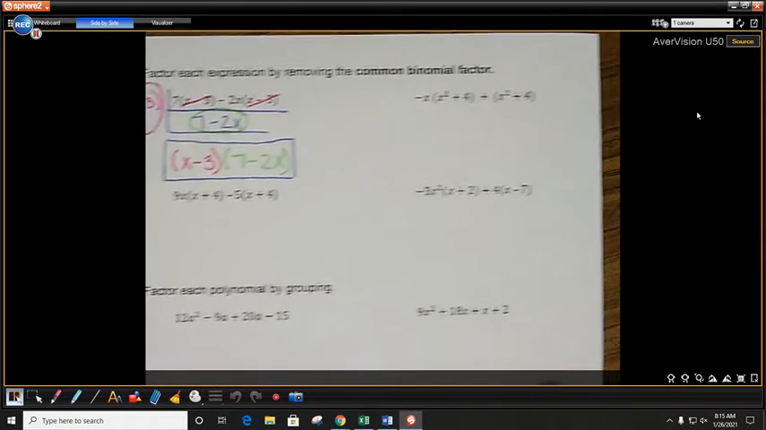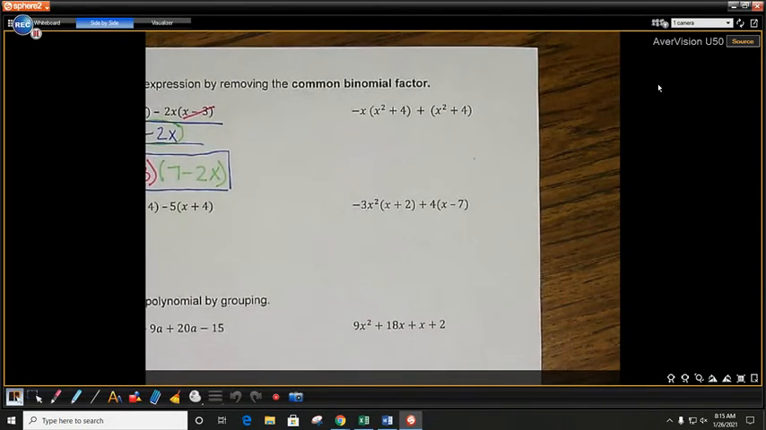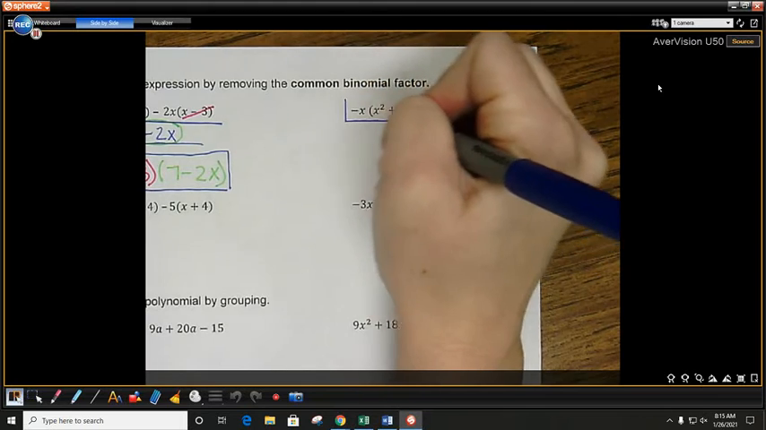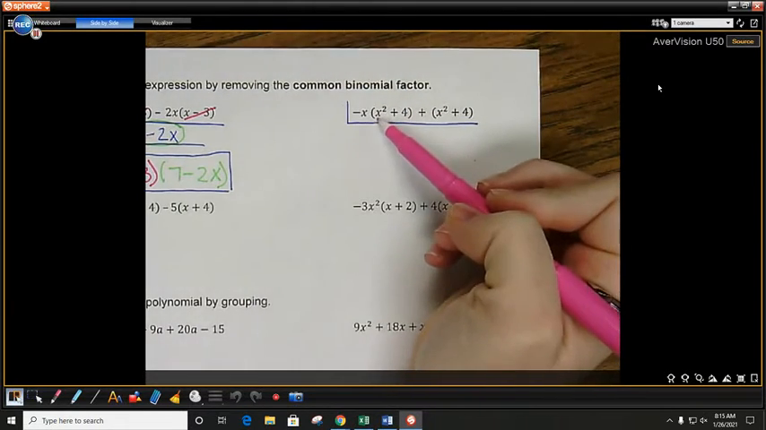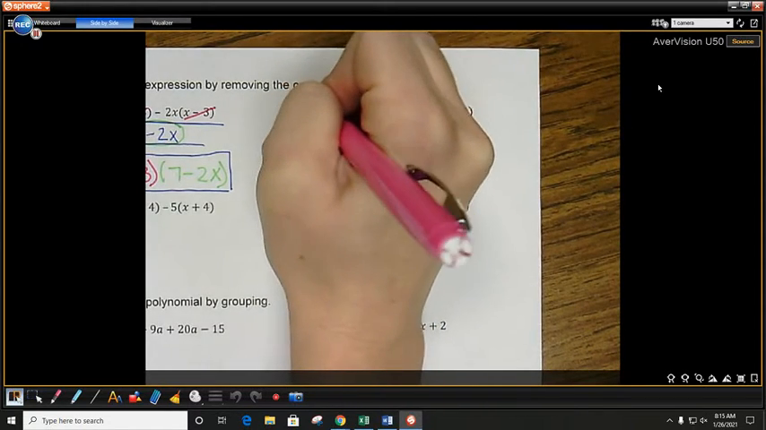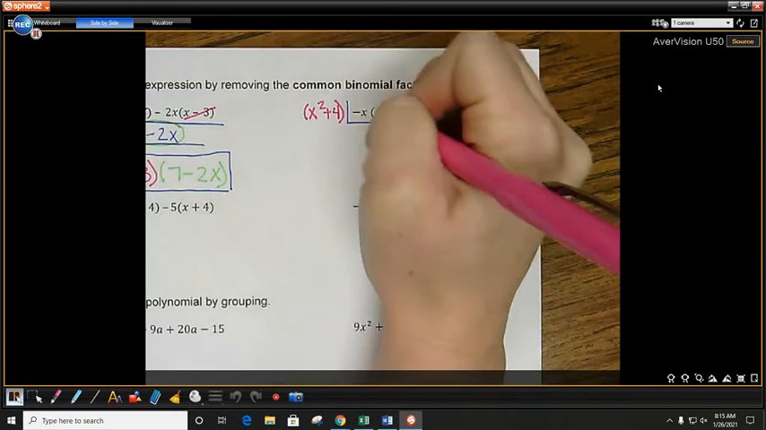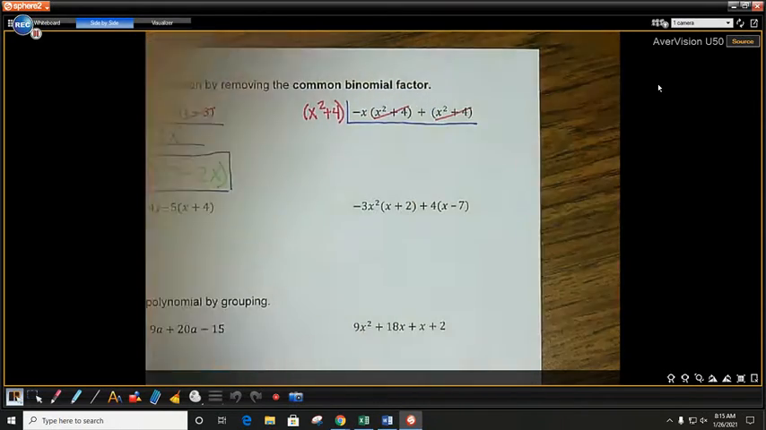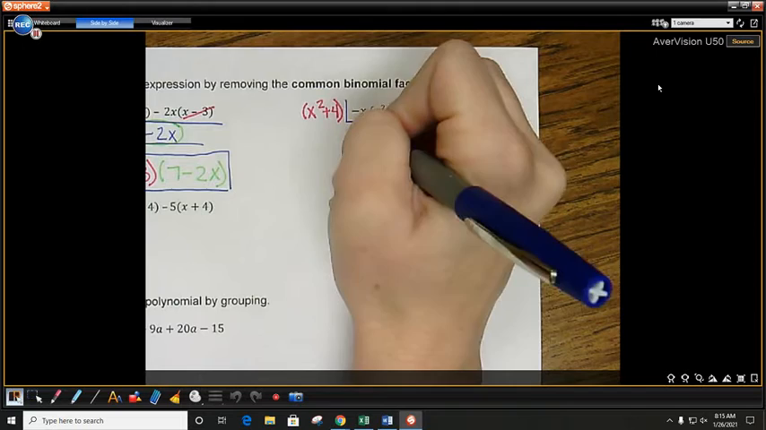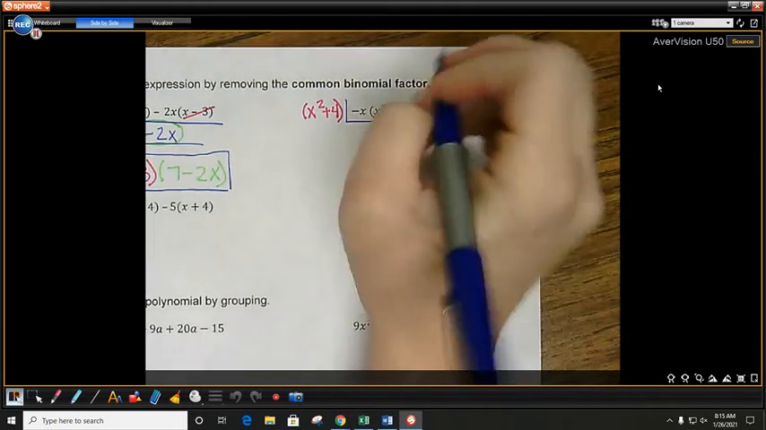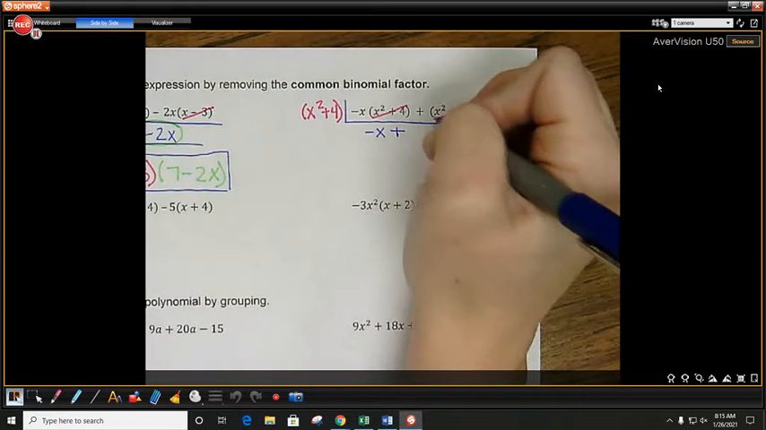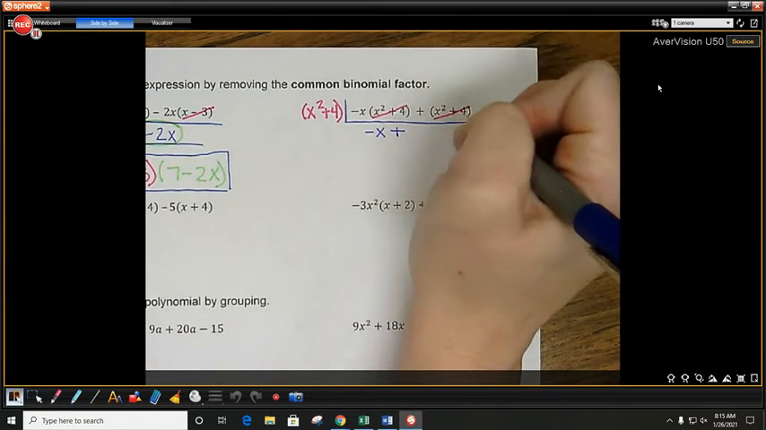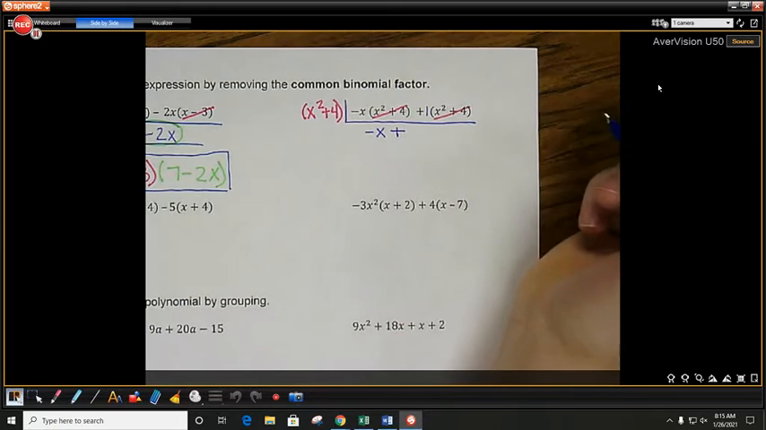Okay. This next one's a little bit trickier. However, we do see that the parentheses do match. This has an x squared plus 4. Here there's an x squared plus 4. When I factor out my x squared plus 4, it's gone here, gone here. I'm going to drop down my negative x, and I have this plus sign not crossed out, so I have to drop it down. There's no coefficient in front of this parenthesis, which means you have an understood one coefficient.